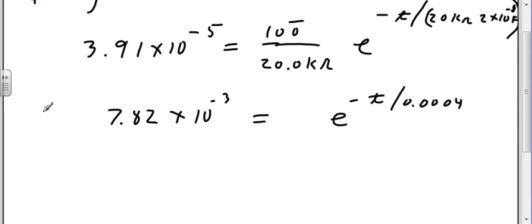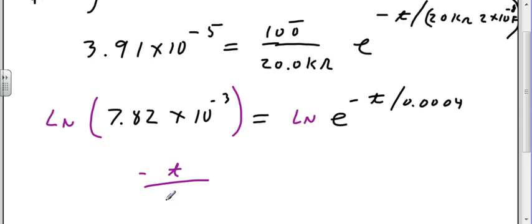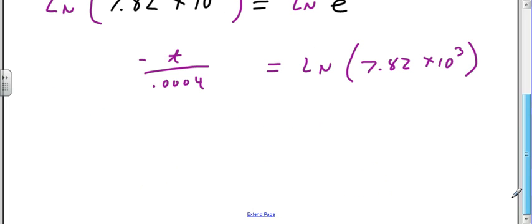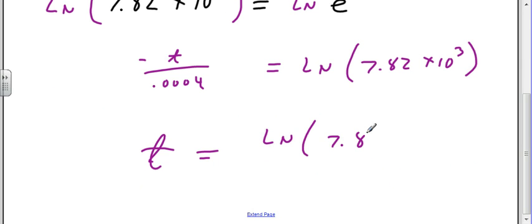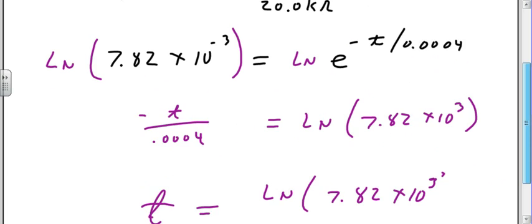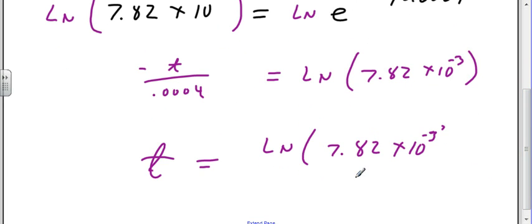Okay, we'll take the natural log of both sides of the equation. And we got minus t over 0.0004 is equal to the natural log of 7.82 times 10 to the minus 3. And we have t equals the natural log of 7.82 times 10 to the minus 3. Is it plus 3? Minus 3, minus 3. Divided by minus 0.0004.